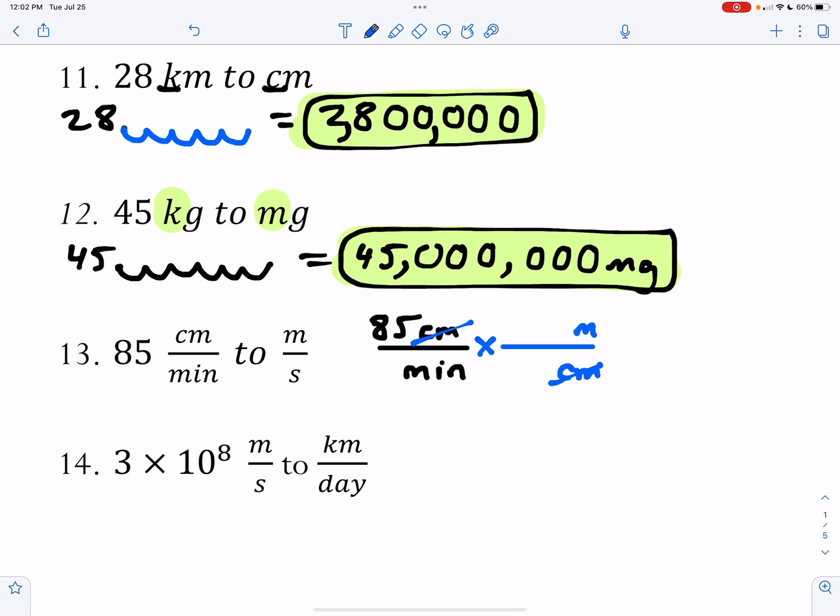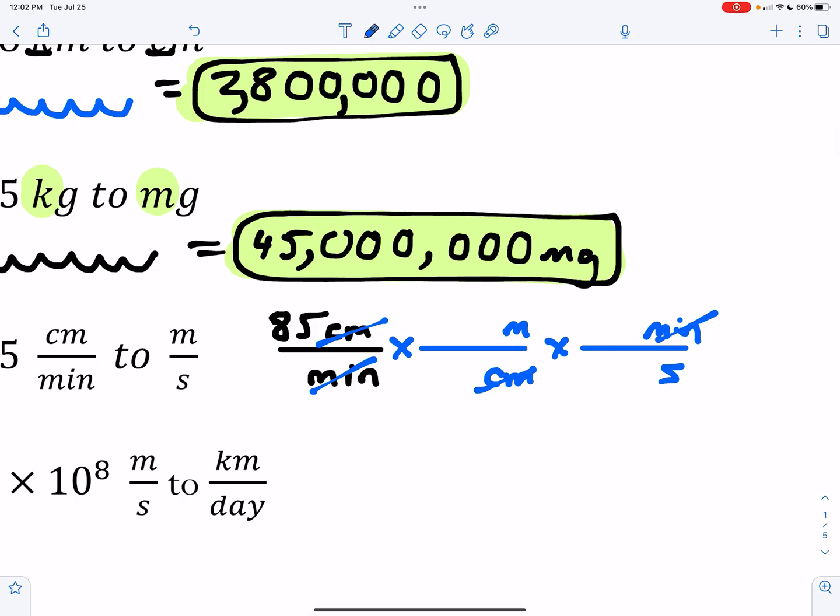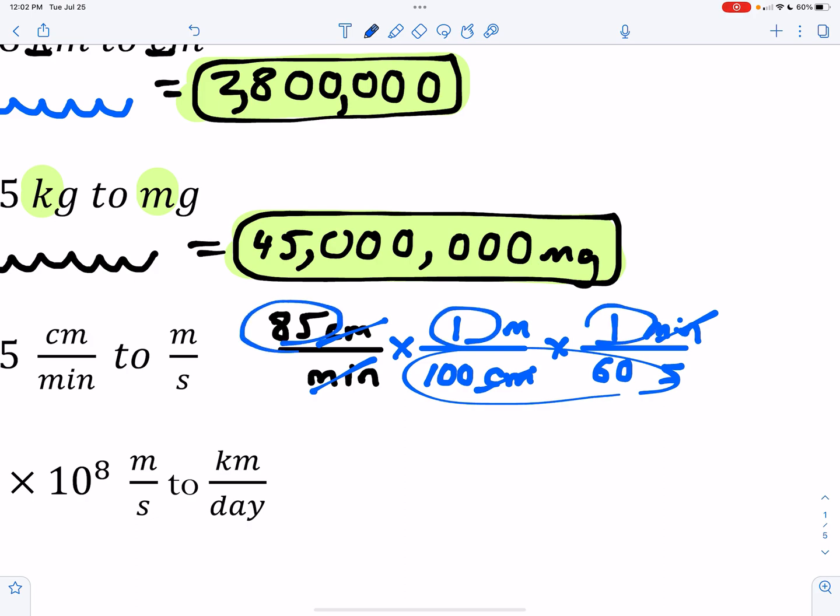You can see centimeters cancels. Then I'm going to change minutes to seconds. Well, if minutes is down here, I need to copy that up here so that it can cancel. I'm going minutes to seconds. Now fill in the numbers. There are 100 centimeters in 1 meter, and there are 60 seconds in 1 minute. So if you multiply those two, you can see you get 6,000, and we're taking 85 times 1 divided by 6,000.